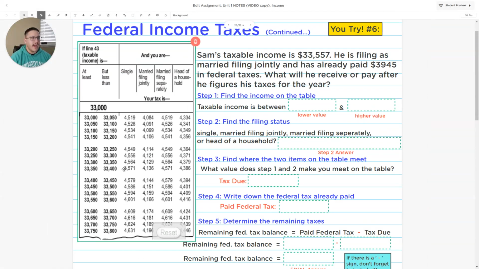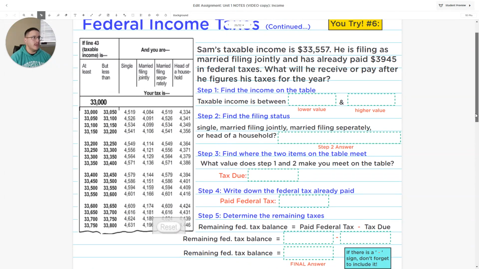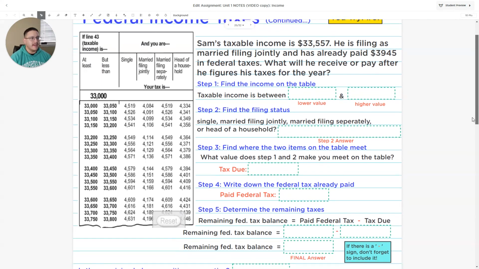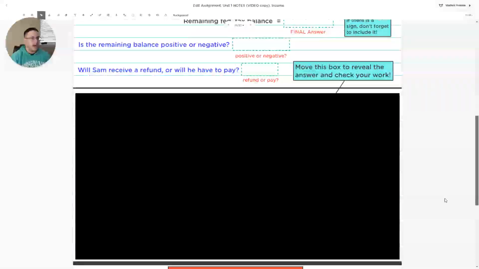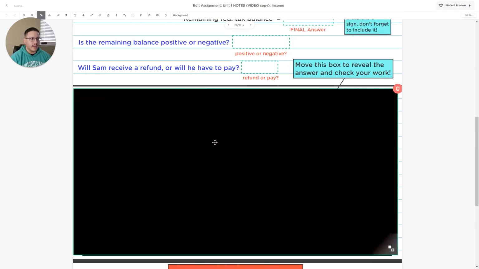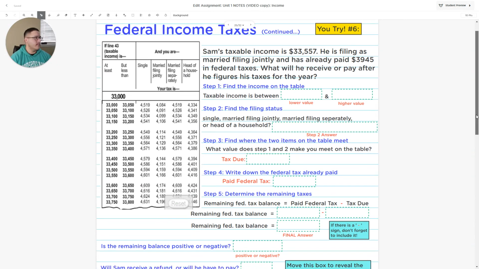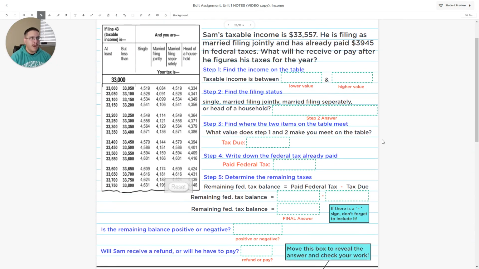So again, go ahead and pause this video. Try this problem on your own. If you're on ClassKick, you can use this box right here to move and check to see if you did everything correctly. So again, pause the video, try this on your own. Otherwise, I'm going to continue on and show y'all how to do this.